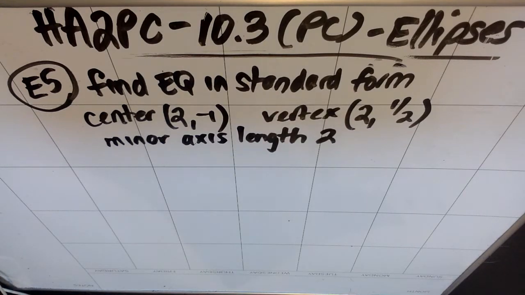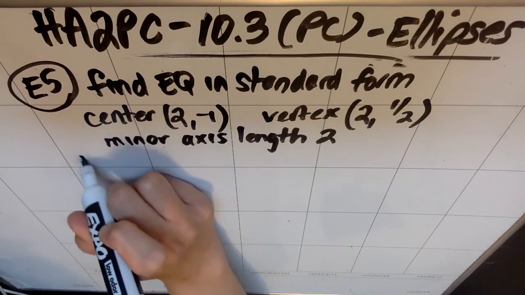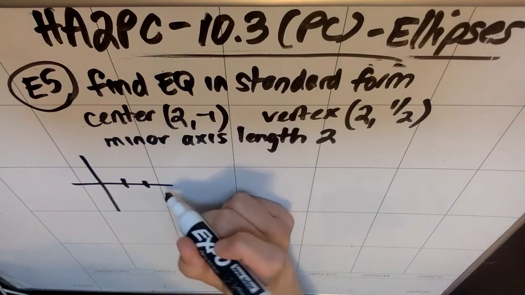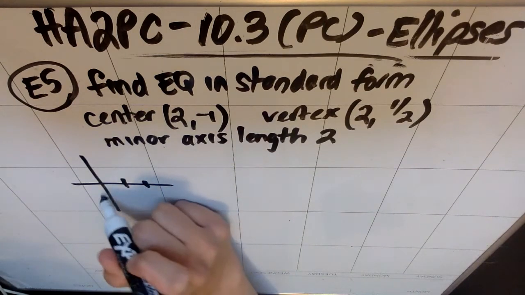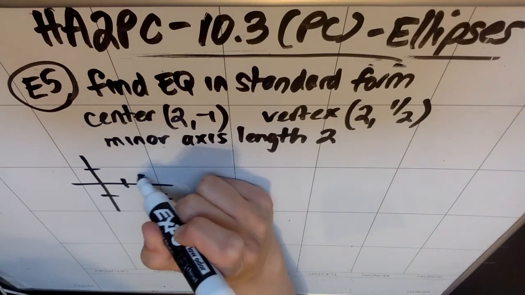So again, you don't have to graph this. You're not expressly asked to graph it, but it's really helpful if you can picture where these points are located relative to one another. So I'm just going to make a tiny little graph, not because I care too much about graphing, but because just being able to look at the graph is going to make it kind of helpful. So (2, -1) is my center, and (2, 1/2) is my vertex.